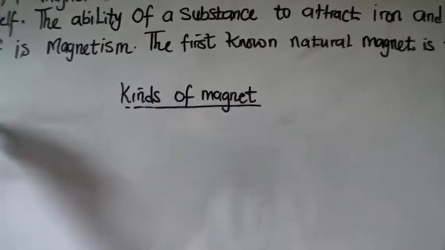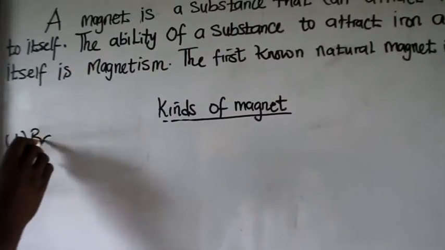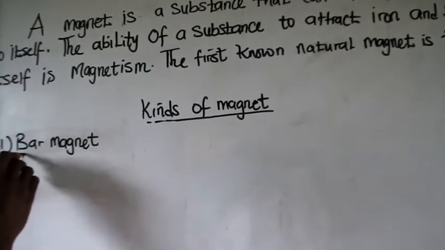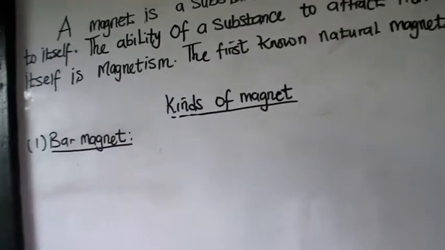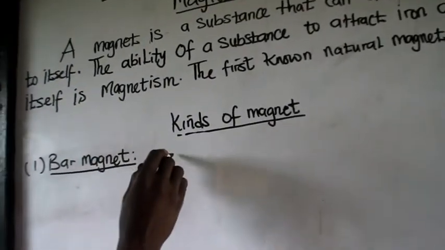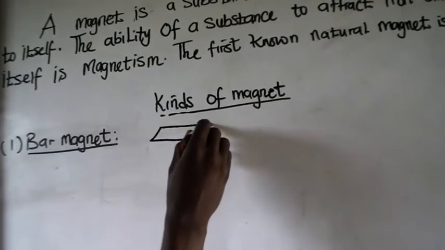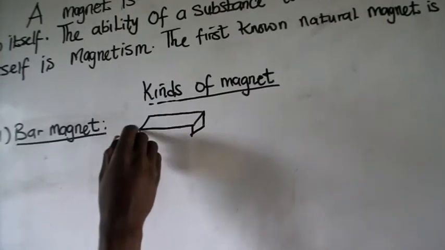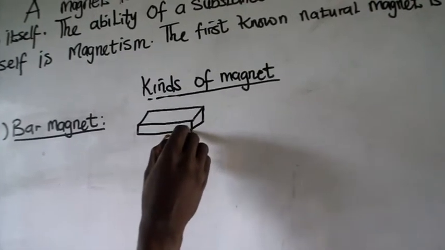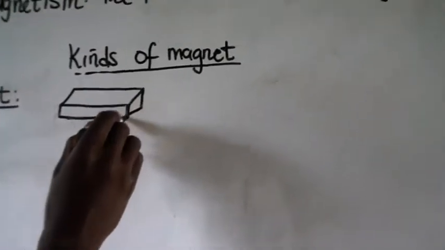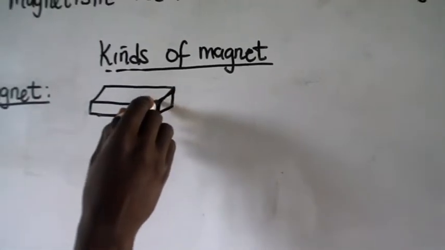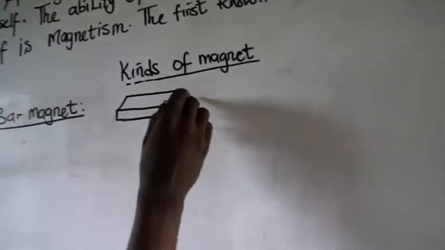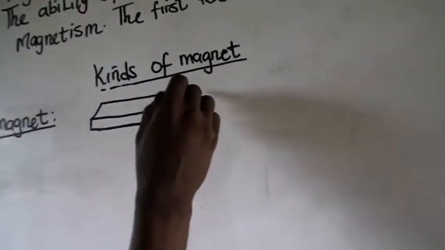We are going to look at kinds of magnet. Number one, a bar magnet. I'm going to sketch how a bar magnet looks. It is like a cylinder, a trapezium, but if you look at it now, you have a cuboid. That is how a bar magnet looks. What do we use it for?